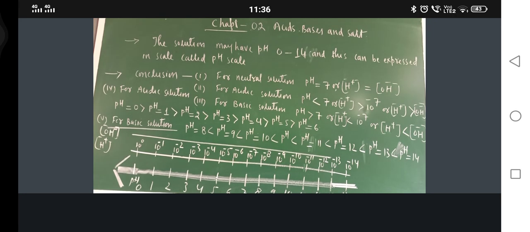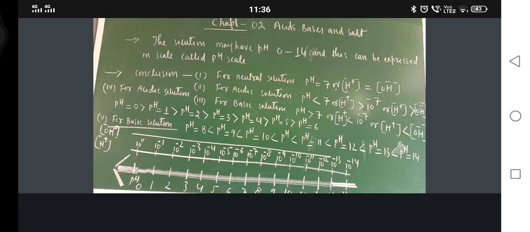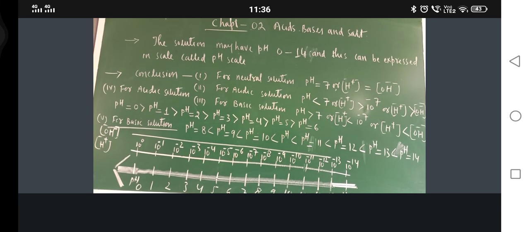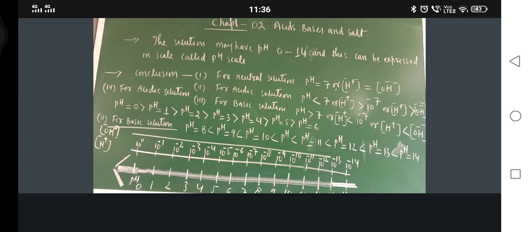Just understand. As far as the study discussion is concerned, there are three types of solution. The solution may have pH 0 to 14. Now this is the conclusion. Why is this the conclusion? Because pH may vary from 0 to 14, and on the basis of all those discussions, Sorensen has proposed one scale where all solutions can be rated between 0 to 14, and this can be expressed in the form of one scale, and that scale is called the pH scale.